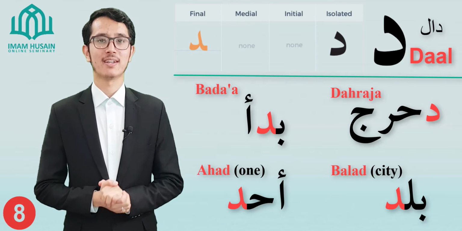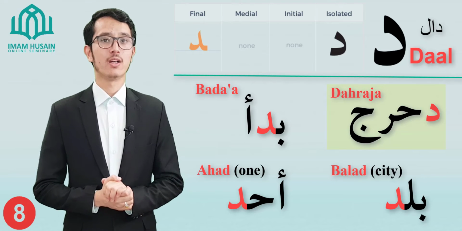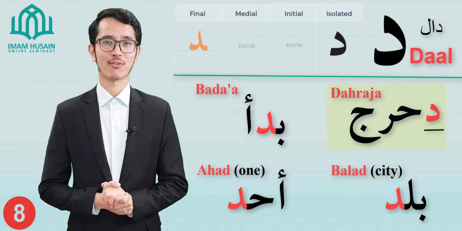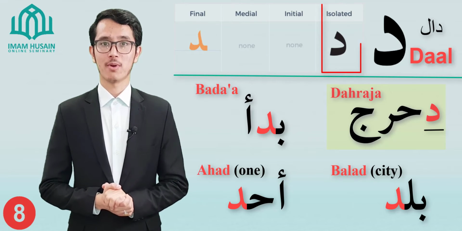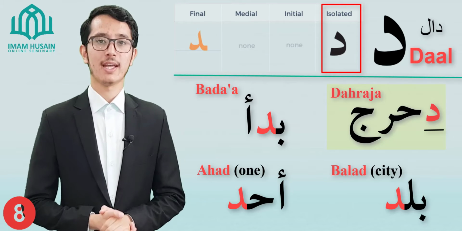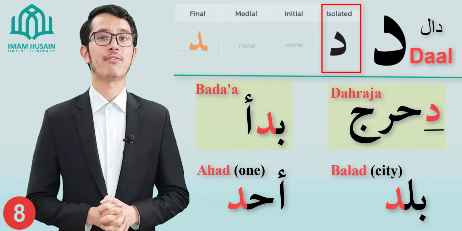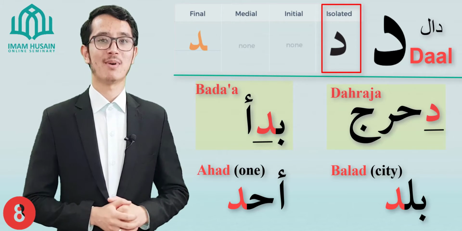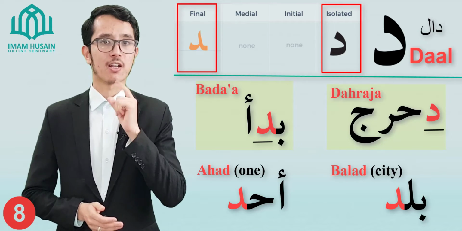Let's do it together. In the first word, dahraja, you see that there are 4 letters. So the first one, I think it's Dal, right? Of course that is. So that's the letter Dal, but it is in isolated form, alright? Great. And the next word, bada'a, of course there are 3 letters, but the first one is not Dal. The second one is the letter Dal. MashaAllah. So the letter Dal in the word bada'a is written in final form.